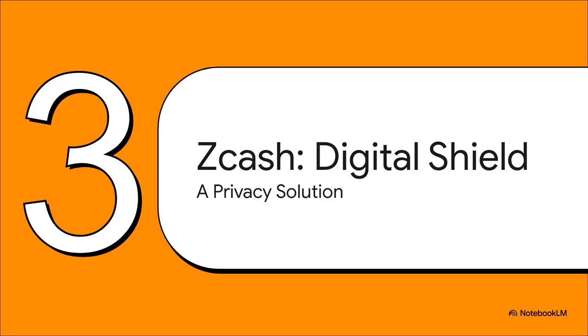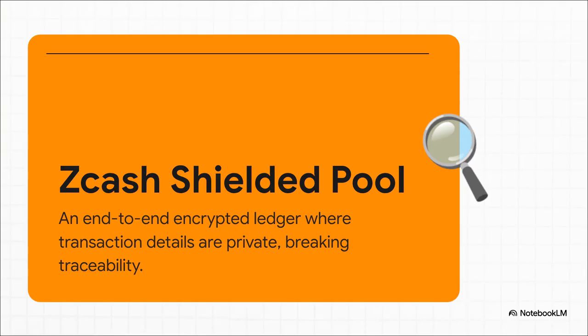Okay, so after laying out that pretty serious problem, let's talk about the solution. The source material makes the case that Zcash is that purpose-built digital shield. It was designed from the ground up to solve the very challenges of financial surveillance we've just been talking about. So, how does Zcash actually do it? Well, it all comes down to this incredible piece of tech called the shielded pool. The best way to think about it is like a digital vault.